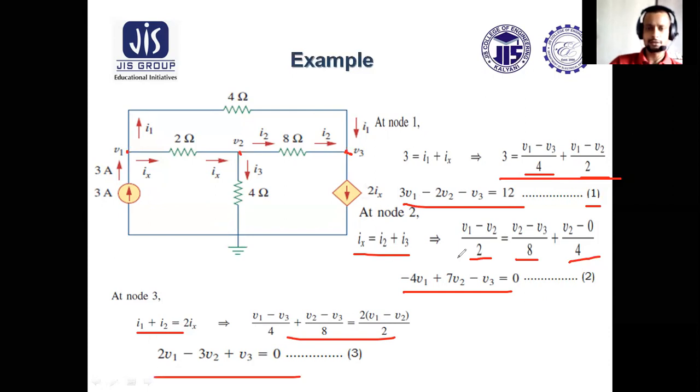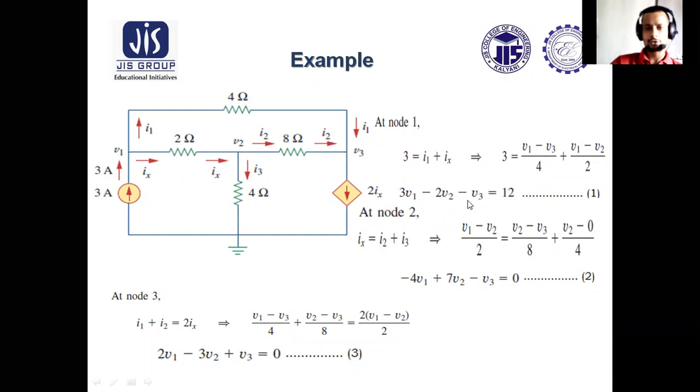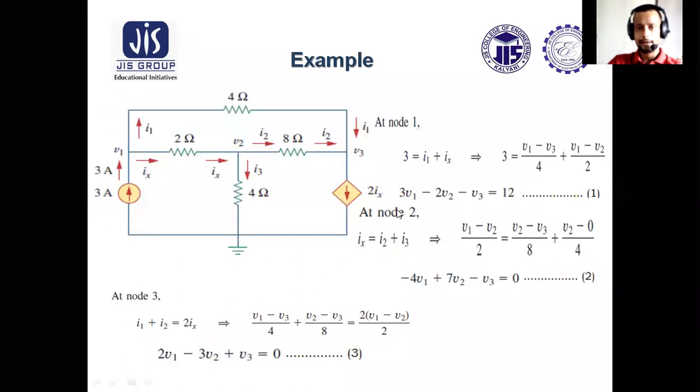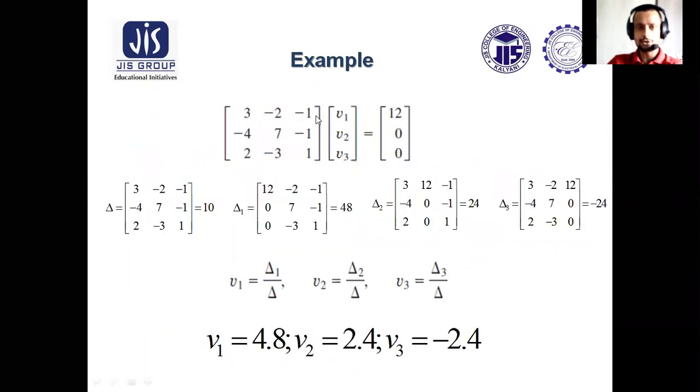Now see, V1, V2, V3 are 3 unknowns with 3 equations. So we can use the method of elimination to get the solution for V1, V2, V3, or you can simply apply Cramer's rule. If we go for Cramer's rule, equations 1, 2, and 3 should be represented in matrix form. For equation 1, the coefficients of V1, V2, V3 are 3, minus 2, minus 1, in the first row.